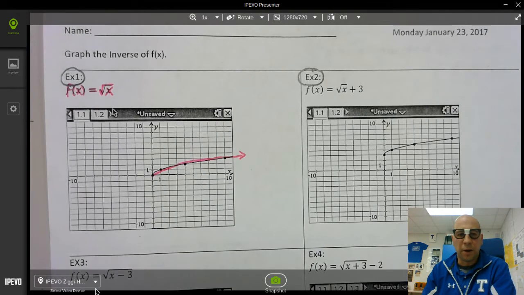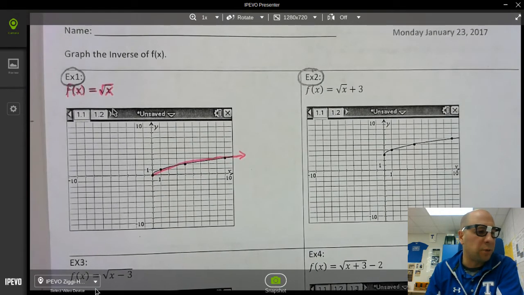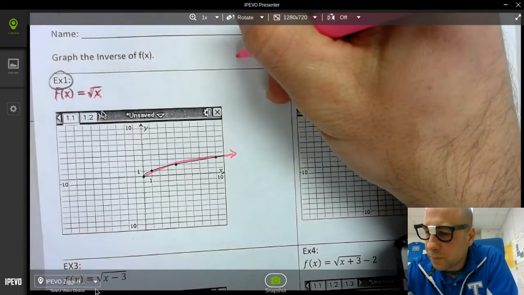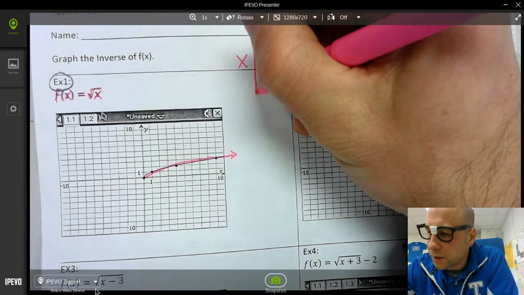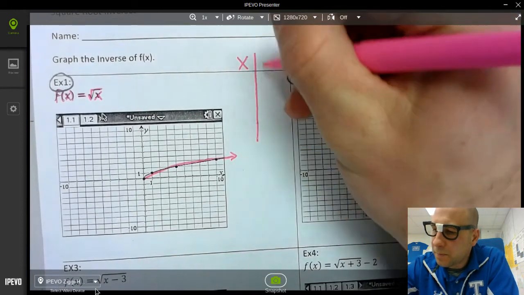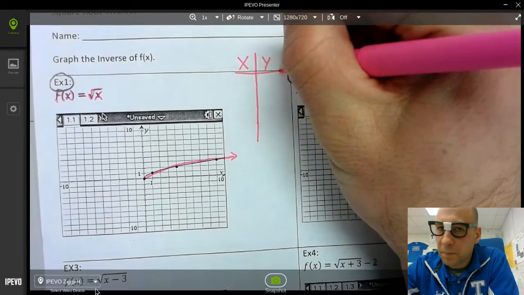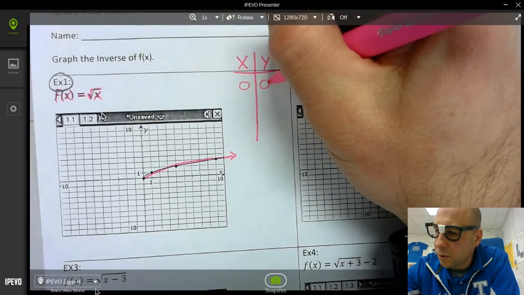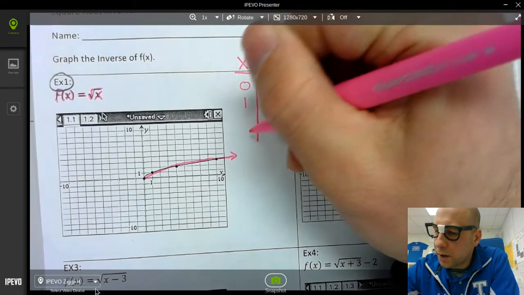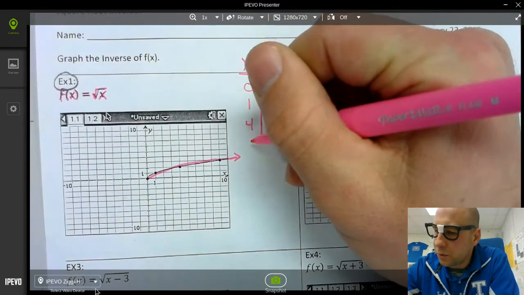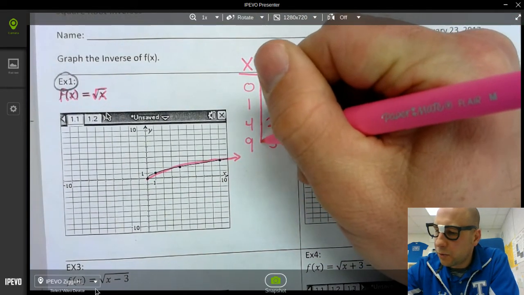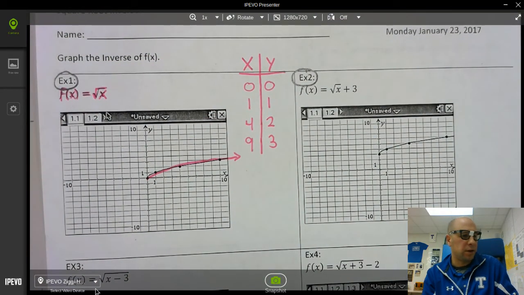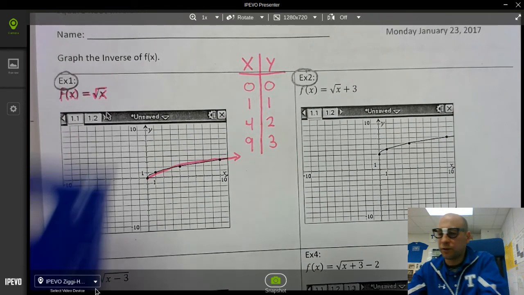All right. Now, I know in the ways it says, we'll reflect this over the y equals x, and you could do that, but an easier way is to make a table. So we're going to make a table using the points. All right, so the points are 0, 0, 1, 1, 4, 2, and 9, 3. Okay, so now we know to find the inverse in the way number 2 is to switch x and y.